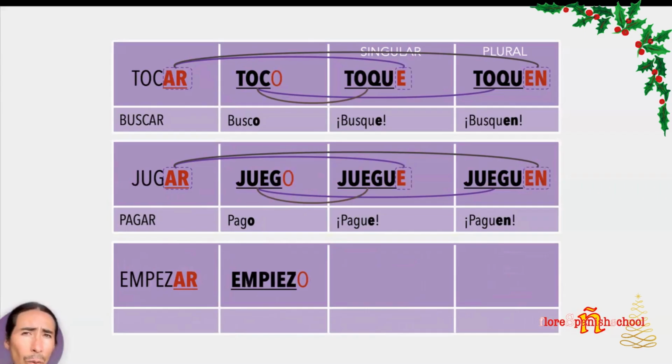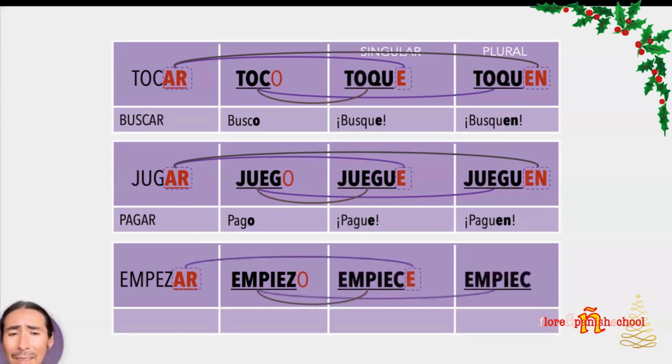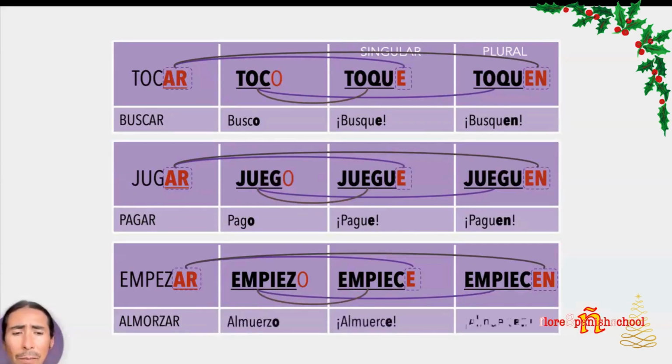But again, remember, the grammar in all Spain and Latin America is the same, so we need to follow the same grammar, even if the pronunciations are different. Even in Latin America, we pronounce empesar, and in Spain, empezar. So we have to follow the grammar. The grammar is saying that words that have zeta will change to C, like in this case, empiece. And the plural, empiecen. Almorzar, almuerzo, almuerce, almuercen.